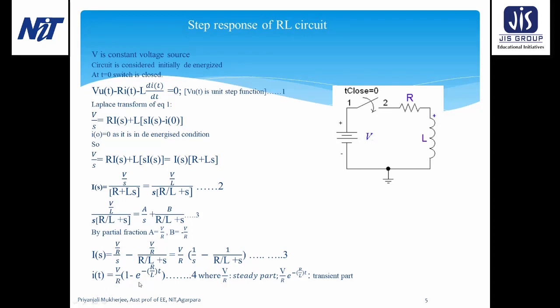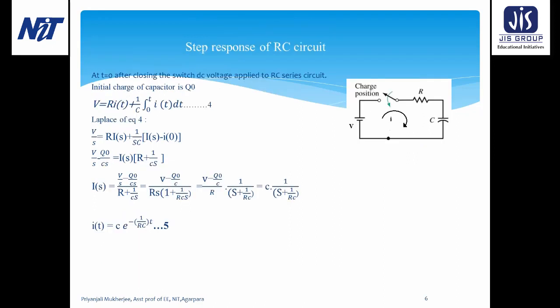And in this expression, this V by R is the steady part, and V by R into e to the power minus R by L into t, that is the transient part of the system. So using this Laplace transform, we can say that the equation of the i(t) remains the same as what we achieved in the classical approach. So this is the step response of the RL circuit.